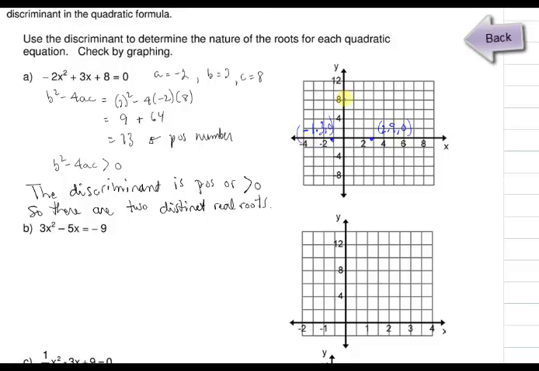I got a y-intercept at 8. I found my vertex at 0.75, 9.13. And so I got this parabola. As you can see, your parabola has 2 distinct real roots. Okay, so let's take a look at our next example.